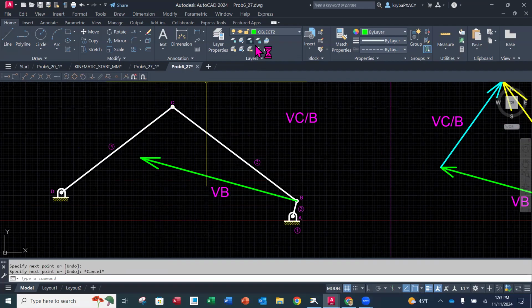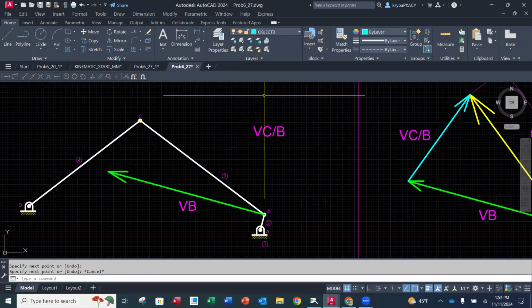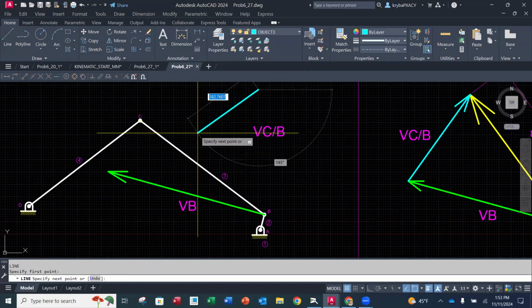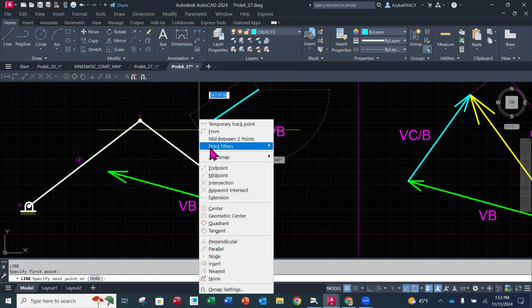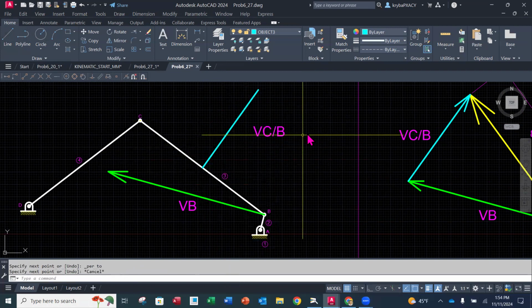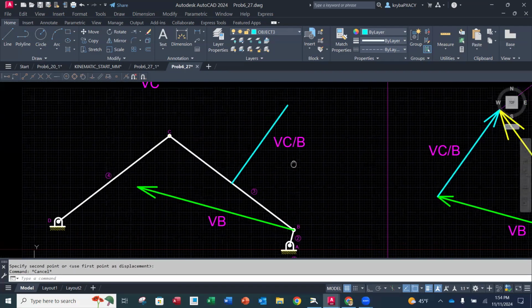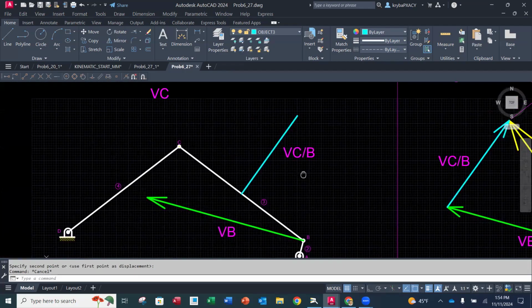Okay. I'm going to go to the velocity of C relative to B. So I'm going to change my color here, and I'm just going to make a line, random start point, and then perpendicular to link number 3. And that is going to be my velocity vector for C relative to B.